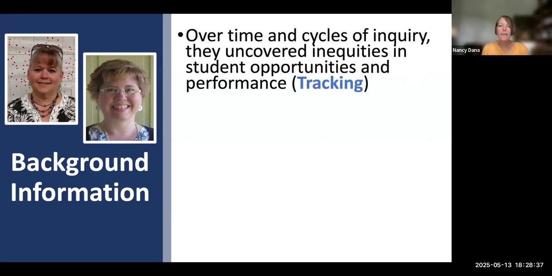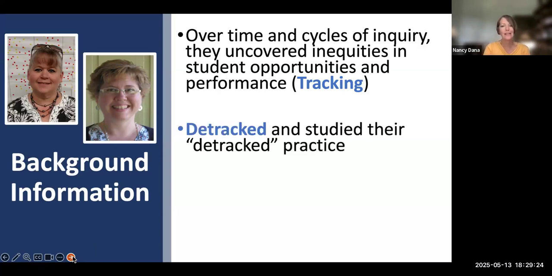One of the things that happened in their work was that over time and cycles of inquiry, they uncovered some inequities in student opportunities and performance. They believed that had to do with tracking, which is a common practice in high schools where you have different levels. You have a regular biology class or regular algebra class, and then an honors biology and an honors algebra class. And from looking at the literature, they learned there's lots and lots of evidence that tracking is not a good practice for learners that are not in the more advanced classes.